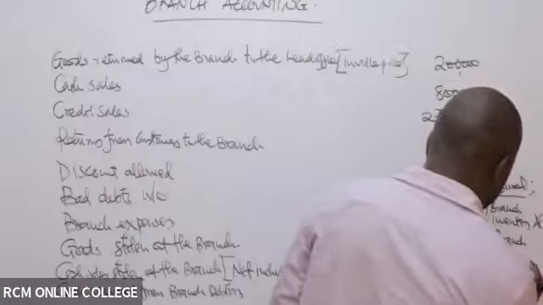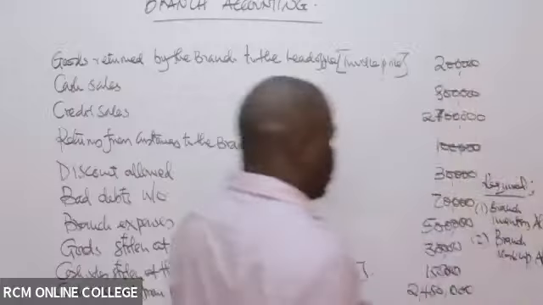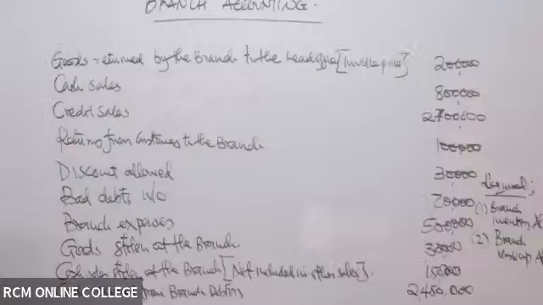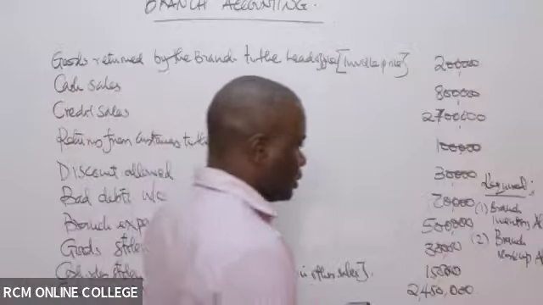Branch markup account. That is what they require you to prepare. We've mentioned it a number of times in our journals. So they want you to prepare the branch markup account. Then also in this case, the goods sent to the branch. Remember, we also talked about this journal entry.